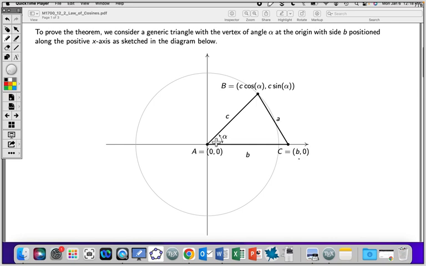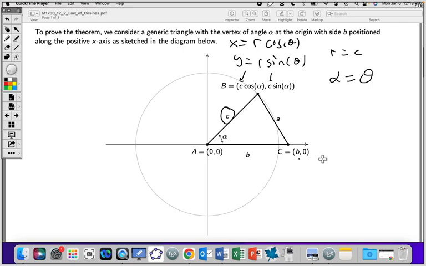If I think of this as being on a circle of radius c, I can use what we know going back to section 10.2: x is r cosine theta, y is r sine theta. If I'm thinking of this point being on a circle of radius c, the radius is going to be c. And we've put alpha here in standard position, so that's our angle. Okay? So now we're going to do the same kind of thing we did when we derived the difference formula for cosines. I'm going to calculate the distance between these 2 points, B and C, and set that equal to A.